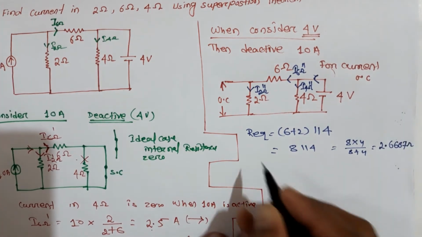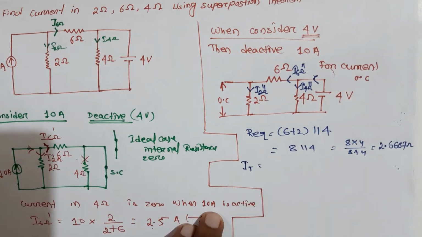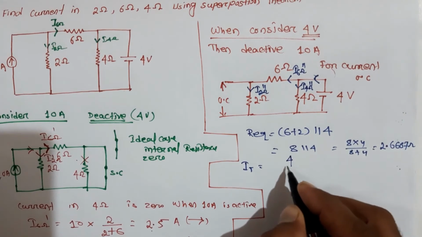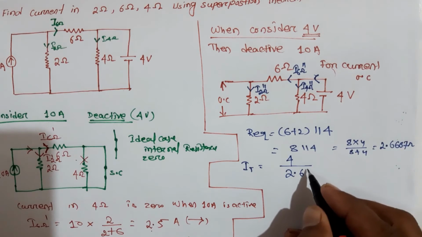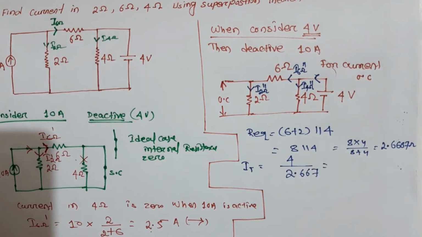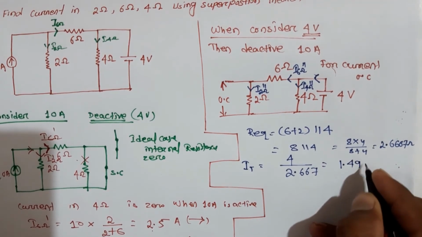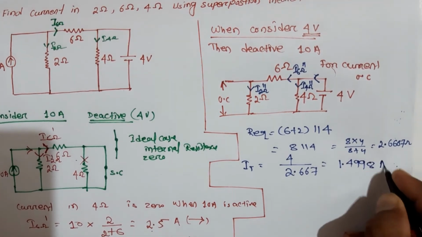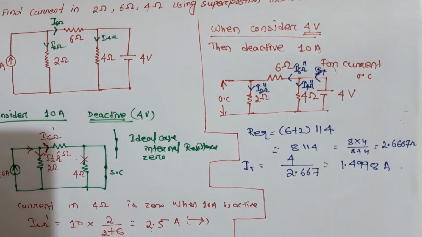This is equal to 2.6667 ohm. And the total current I total is equal to 4 divided by 2.667, which is equal to 1.4998 ampere. Here the total current I total is this much.